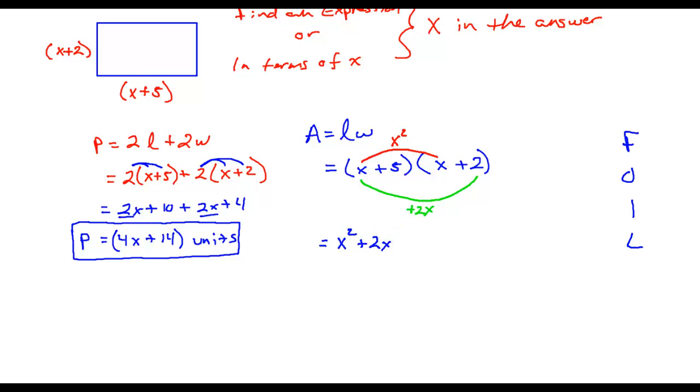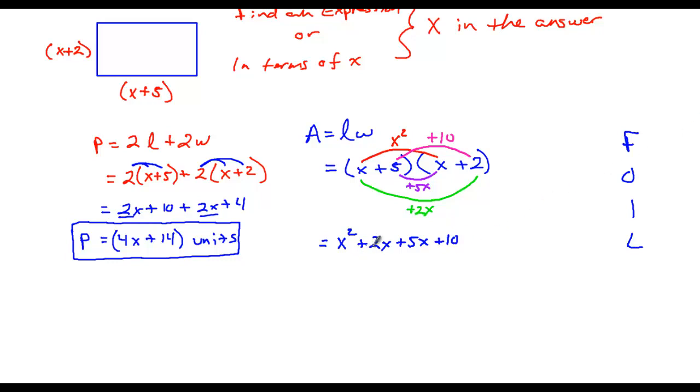And then after I do the outside, I'm going to go to I, which is the inside. So I'm going to do the two things that are on the inside. 5 times x is positive 5x. And I'm going to write that down. And the last thing that I'm going to do is the L, which stands for last. I'm going to take the last thing in each set of parentheses and multiply them together. 5 times 2 is positive 10. And I'm going to write that down.